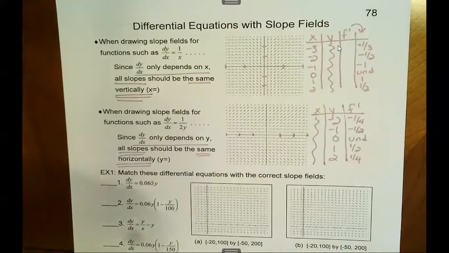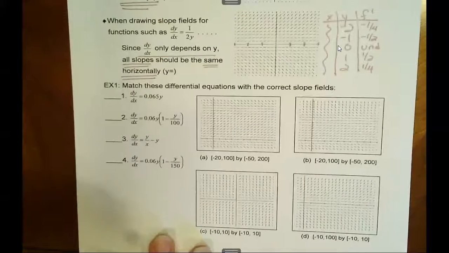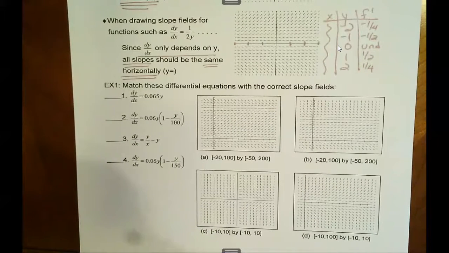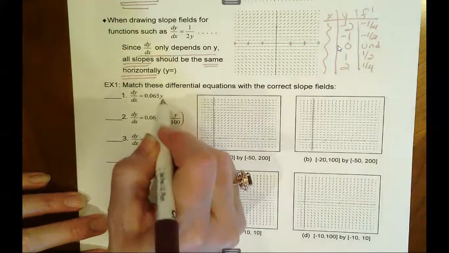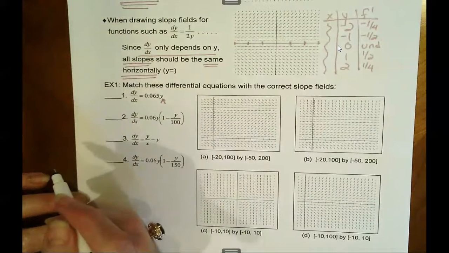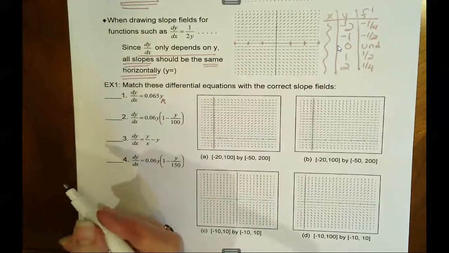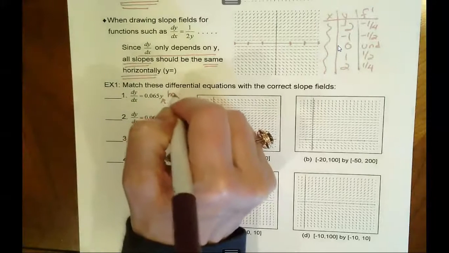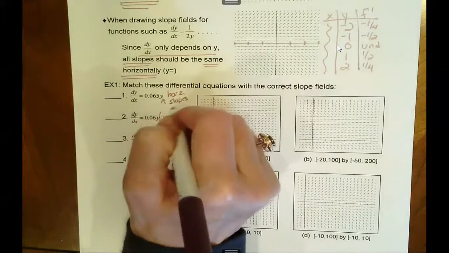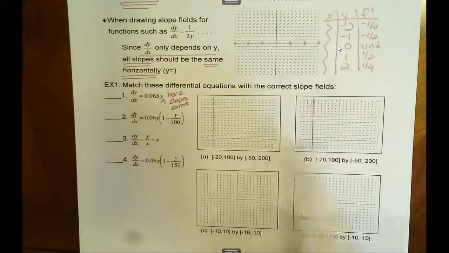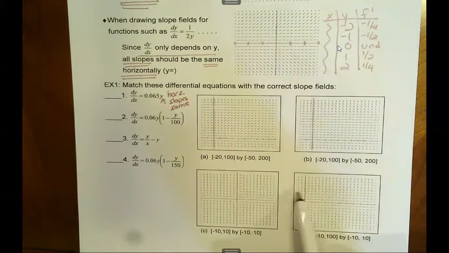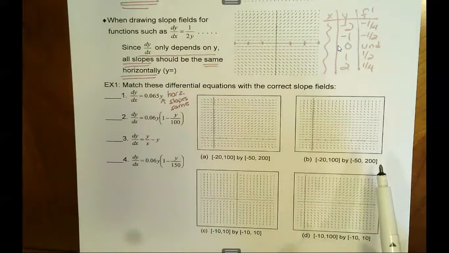All right, so down here at the bottom, it has some pictures of various slope fields, and it wants us to try to match these equations with the slope fields. So here is a derivative where it only depends on y. And because it only depends on y, that means that the horizontal slopes are going to be the same. So looking straight across, we want slopes to all be the same. And it looks like several of these have slopes the same horizontally.